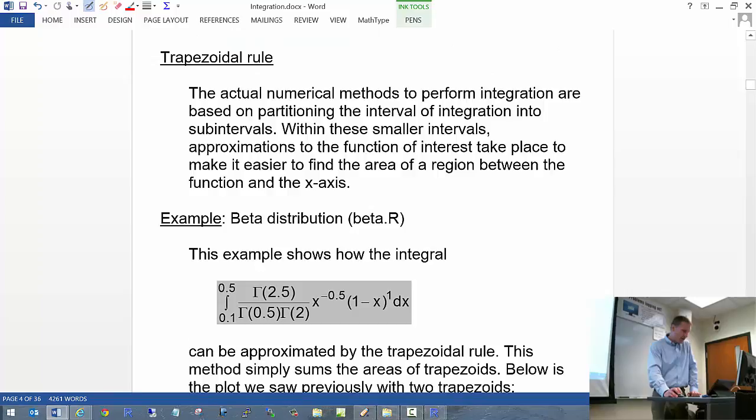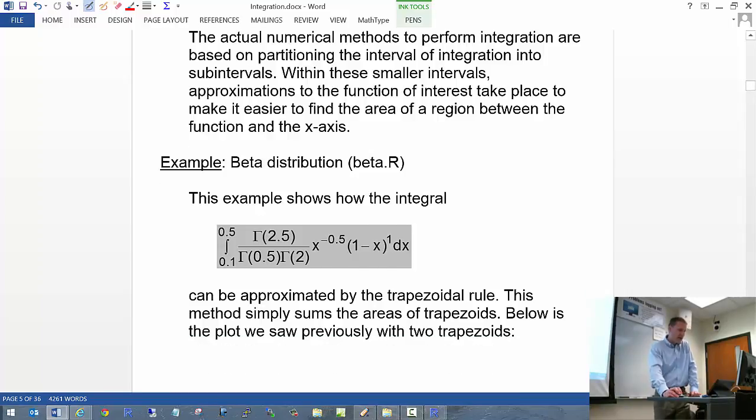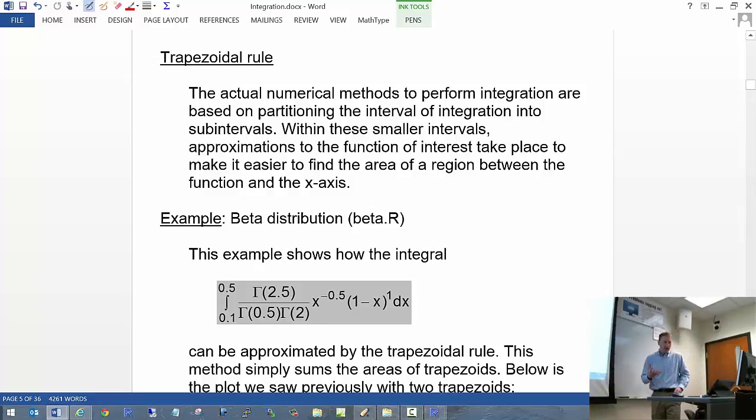Okay, so the trapezoidal rule. What numerical integrations are often based upon is trying to approximate the function of interest with easier functions, and then find, let's say, the area underneath that function in different subdivisions, as we were kind of seeing there.